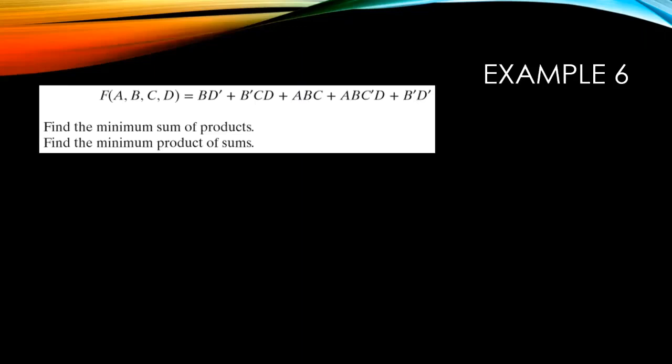Example 6. So we have BD not plus B not CD plus ABC plus ABC not D plus B not D not. And we want to find the minimum SOP and the minimum product of sum. So let's start with sum of product.